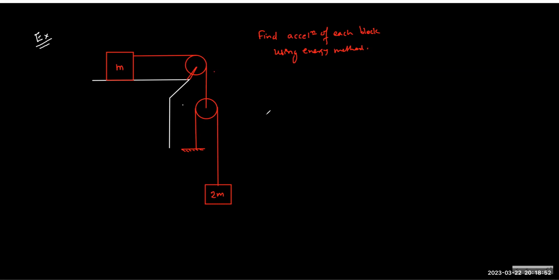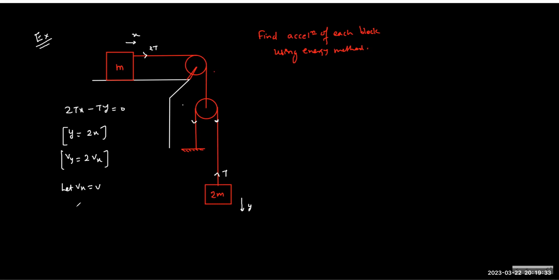Okay. So for the constraint, you know how to write it. If I assume the tension is T here, then this will be T, and this will become 2T, right? So let's say this goes down by Y, and this goes by X. So 2Tx minus Ty equals 0, correct? Which means Y equals 2X. Is this clear? And therefore Vy equals 2Vx. I think this is also clear. So let Vx equal V. So Vy becomes 2V.